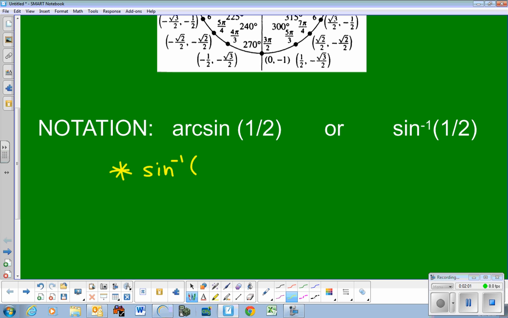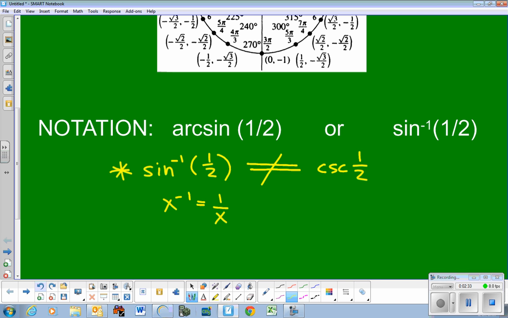Sine inverse of 1/2 does not equal cosecant of 1/2. Very, very common mistake, all right, because you know that inverse, x to the -1, equals 1 over x. But that's just because the inverse of multiplying is dividing, all right? So when you multiply backwards, you divide, basically.